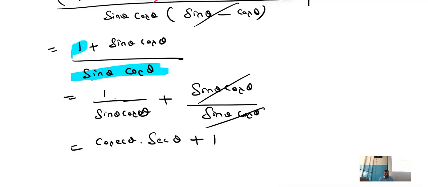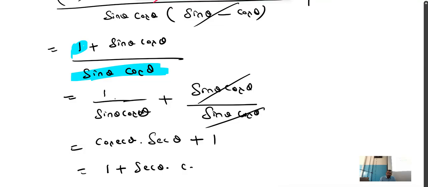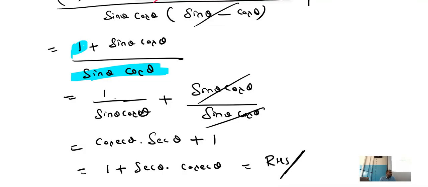Answer is 1. Actually, we are supposed to prove 1 plus secant theta into cosecant theta. This is our RHS. Therefore, LHS is equal to RHS. Hence proved. Over? Good. Next question.